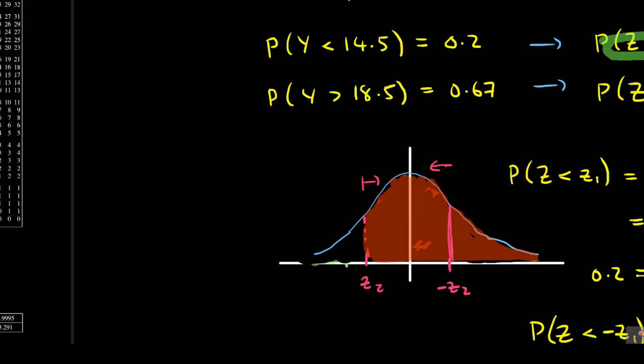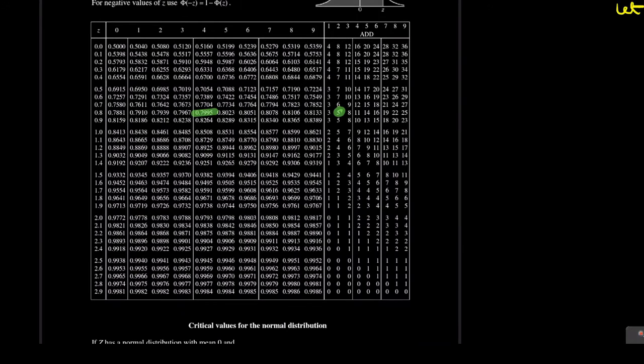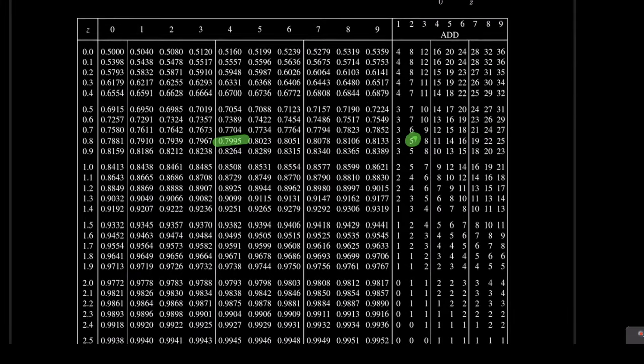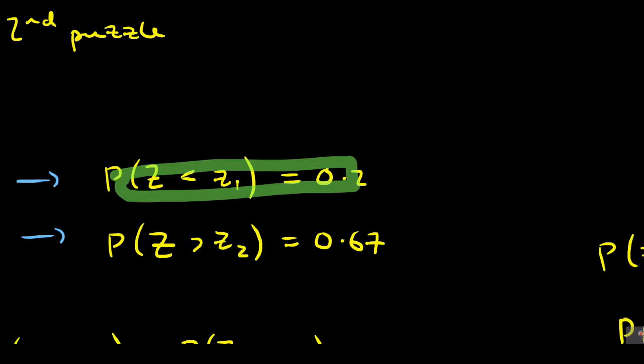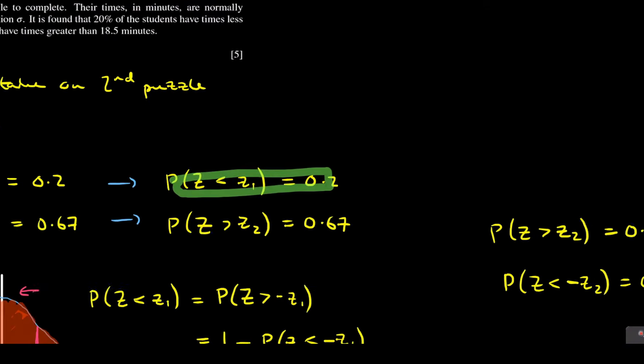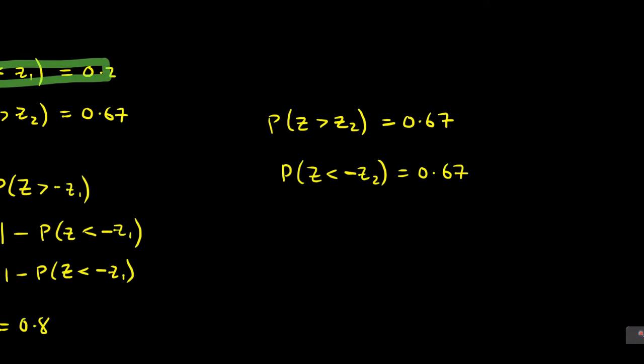So what I want to do is go to my table of data again. I want to find out where 0.67 is. Let's zoom in. If I find 0.67, that is exactly there. Let's highlight that. That's 0.67, so that's a Z value of 0.44. So I'm going to go over here and say that Z value is 0.44. Write that down. So negative Z2 is equal to 0.44, and so Z2 is equal to minus 0.44.